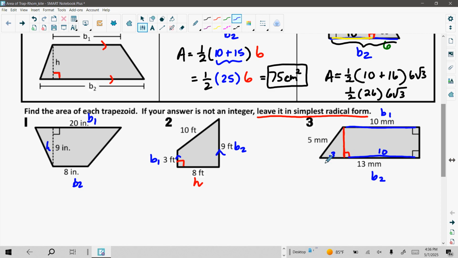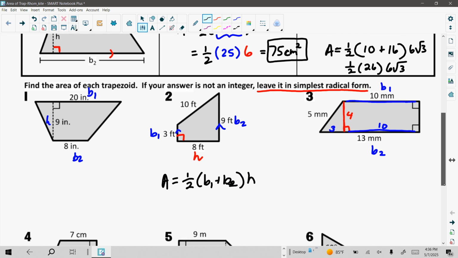And this is a triple. 3, this would be 4, and then 5. So now I have my height. And so you can plug it in. I do want you to see how well you can use your formula. 1/2 (b1 plus b2) times the height to get your answer.